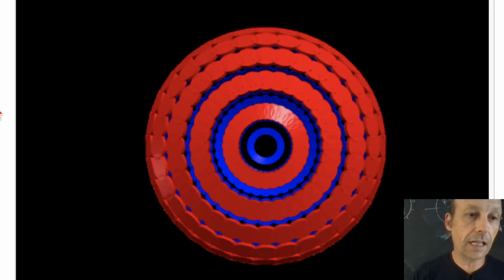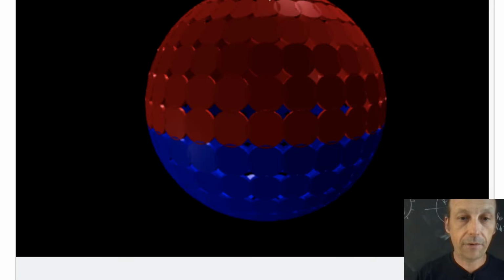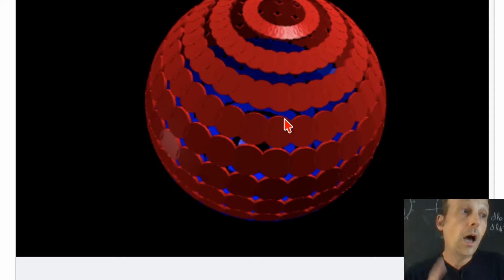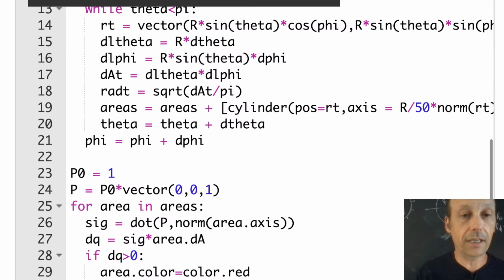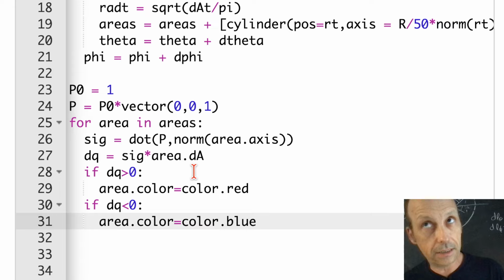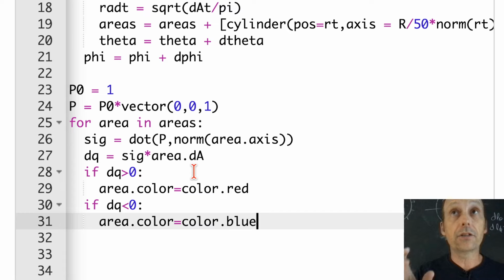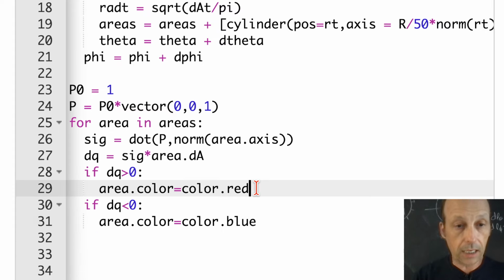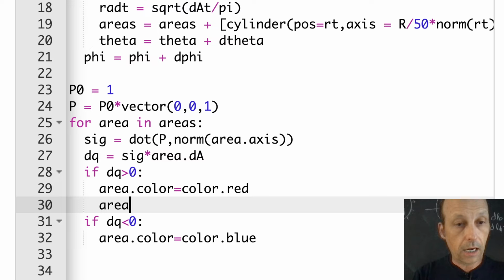Okay, so this is exactly what we'd expect to happen, right? Half is red, half is blue. But it doesn't display the density of the charge. So what I want to do is to change the opacity of the system so that the higher density, higher charge is going to be more opaque, less dense is less opaque. So let's just say area.opacity equals dq.